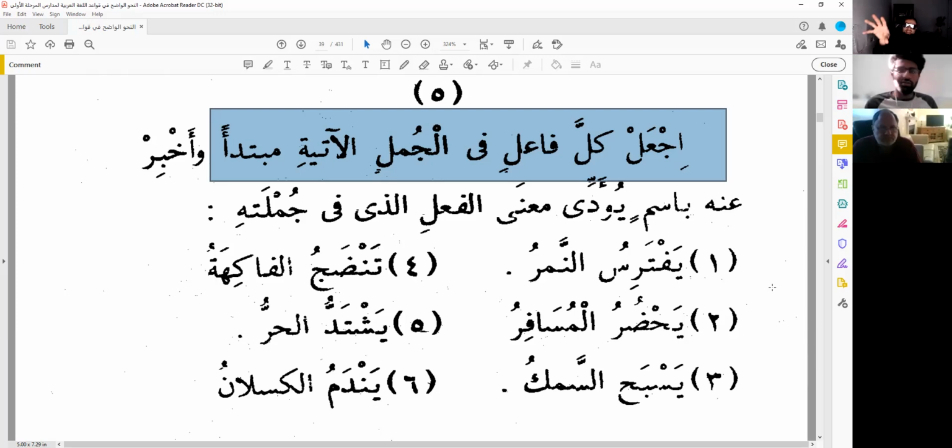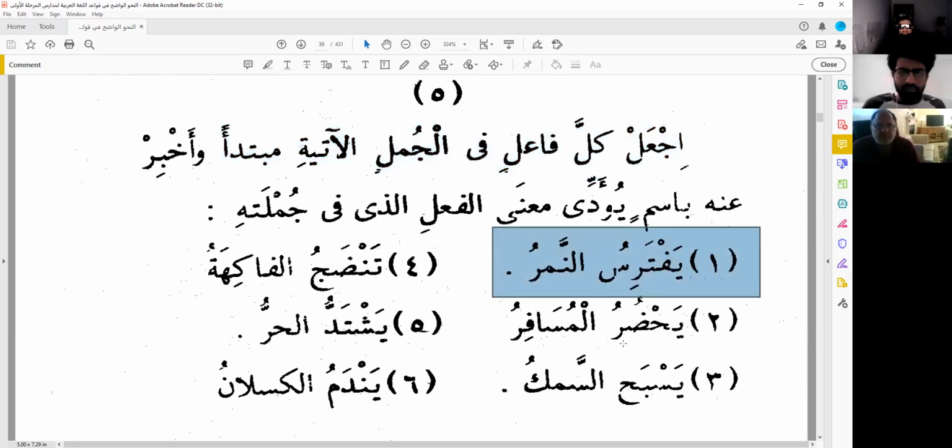أيوة. So, اجعل, this is فعل أمر, افعل. جعل, يجعل, اجعل, افعل. Make each فاعل. The word each is a مفعول به, right? Yeah. Make each فاعل in the following sentences. Make it what? مبتدأ. You're gonna look at every sentence. You're gonna make the fa'il as a mubtada. What will you do then? Subhanallah, this is the point I just mentioned, huh? How you're gonna make the fa'il as a mubtada? You're gonna put it at the start. Exactly. You're gonna tell us something about him or her or it. You're gonna put it in the beginning of the sentence, and then tell us something about it.